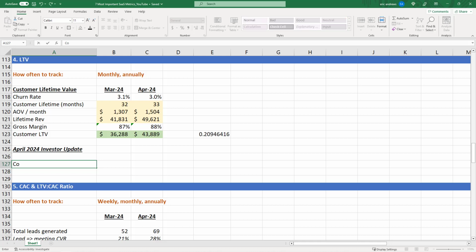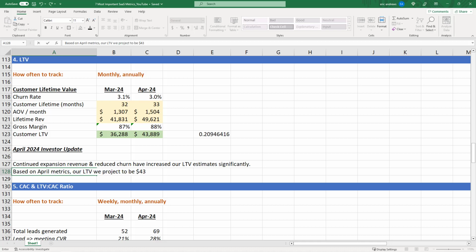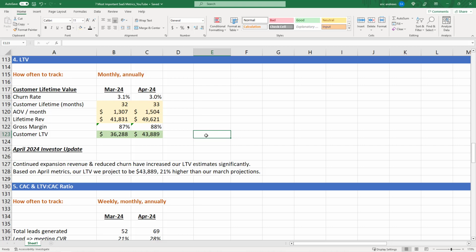Okay, so what can we say? We can say continued expansion revenue and reduced churn have increased our LTV estimates significantly. Based on April metrics, our LTV we project to be 43,889, which is 21% higher than our March projections. Okay, so very strong here.